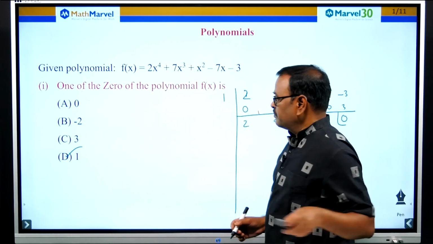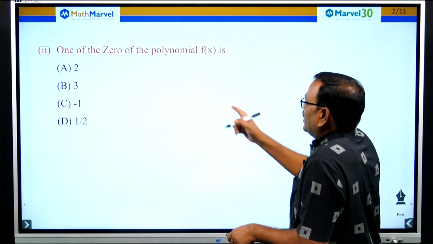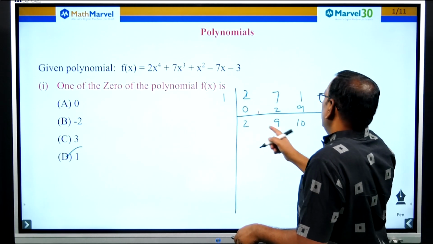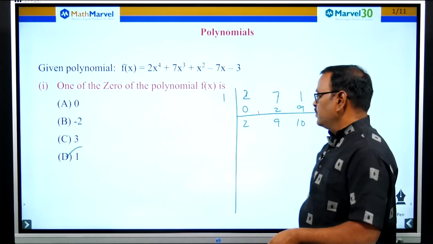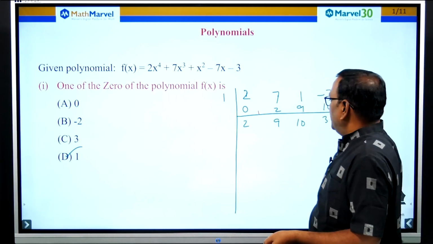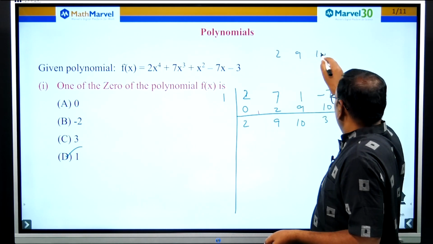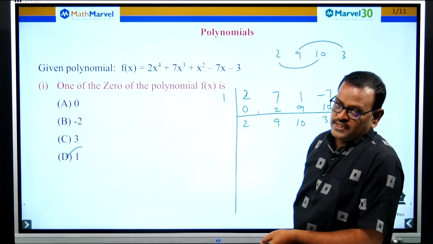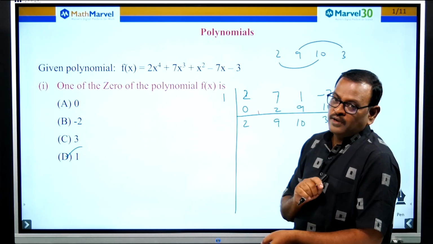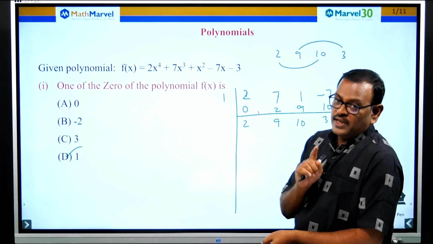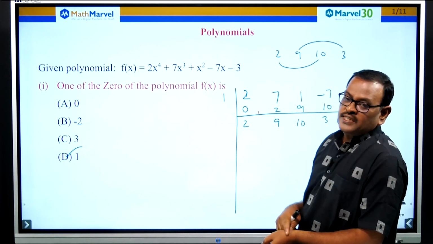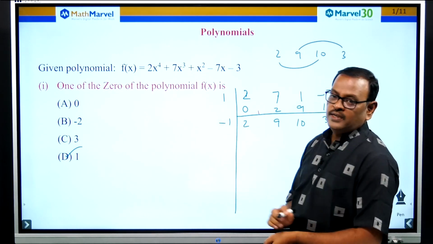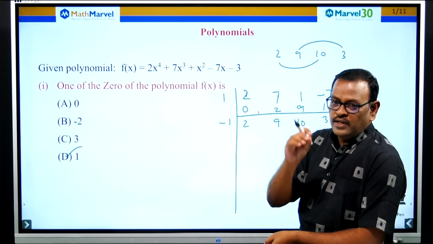See the second question: one of the zeros of the polynomial other than 1. See here, all the coefficients are positive, so the zeros are negative. Sum of coefficients of odd powers, for example 2, 10, and sum of coefficients of even powers, 9 and 3, add these numbers. If the sum of coefficients of even powers equals the sum of coefficients of odd powers, then minus 1 is a zero of the polynomial. This is another simple and very important rule. Therefore, minus 1 is a zero of the polynomial. You can apply this shortcut technique only if you know these two rules.